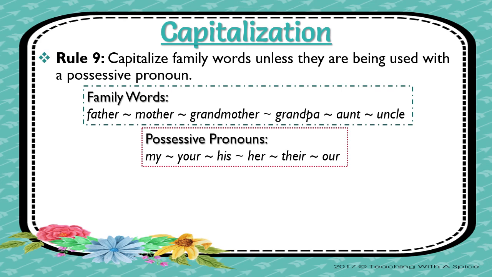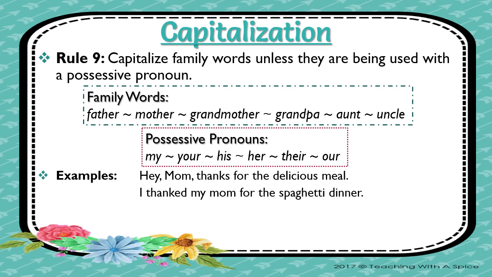These are the possessive pronouns: my, your, his, her, their, our. So for example, hey mom, thanks for the delicious meal. I thanked my mom for the spaghetti dinner. There's a difference. Here we just have mom with no possessive pronoun in front of it. Here we do have a possessive pronoun, the word my. So because of this word my, this possessive pronoun, we no longer capitalize it.